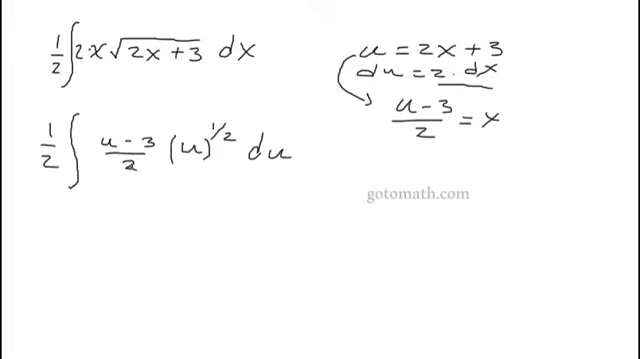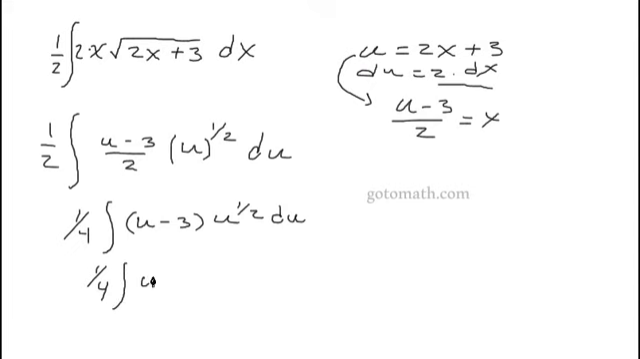Now I'm going to take this half and bring it out front, just to get that out of the way. So we're going to have a fourth, the integral of u minus 3 times u to the half du. Now I'm going to distribute this u across inside here. We have a fourth times u to the 3 halves minus 3 times u to the half. We just distributed the u to the half across each one of those terms.